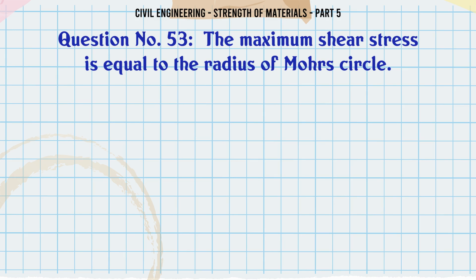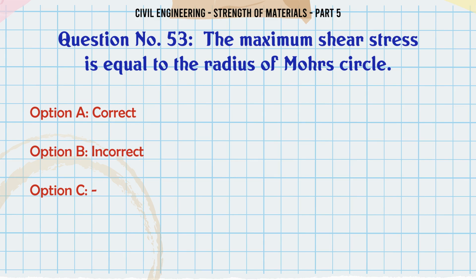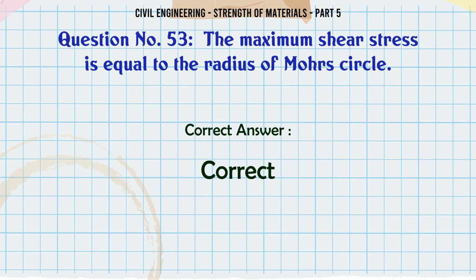The maximum shear stress is equal to the radius of Mohr's circle. A. Correct. B. Incorrect. C. D. The correct answer is correct.